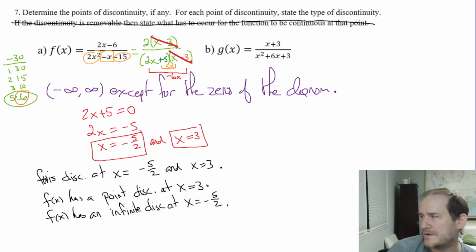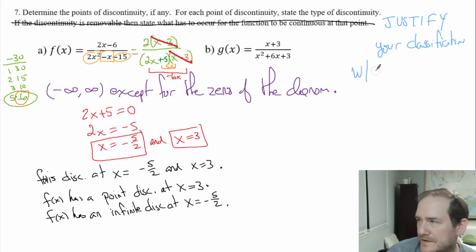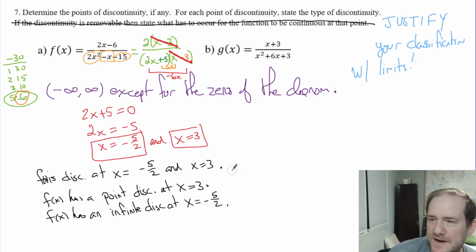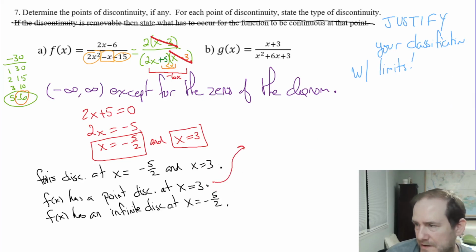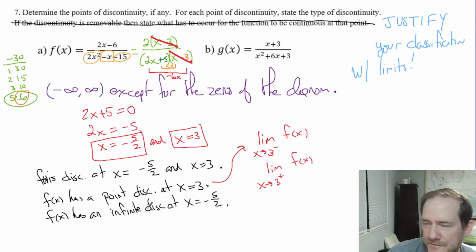You know what it should say up here, of course, is justify your classification with limits. All right, so how do you justify the point discontinuity at 3? Well, as always, you'll need the limit as x approaches 3 from the left, and you'll need the limit as x approaches 3 from the right. And for a point discontinuity, you'll also need f of 3.